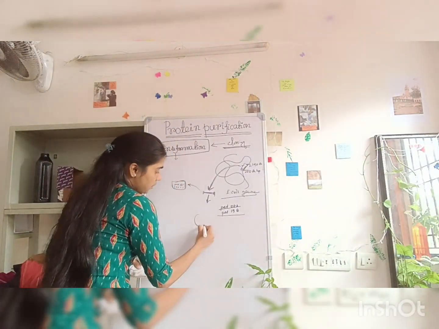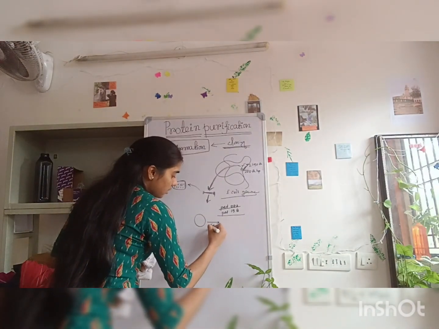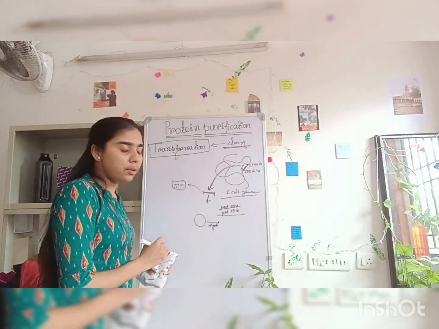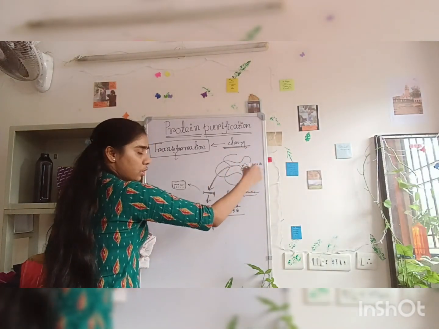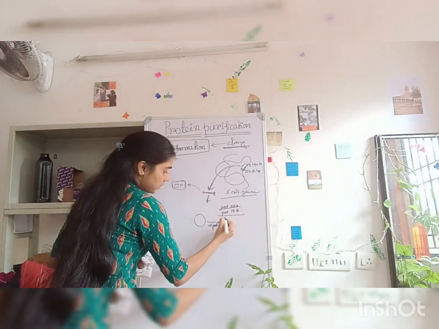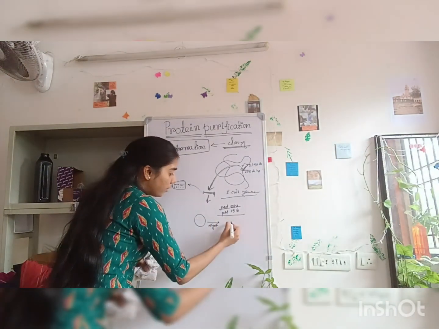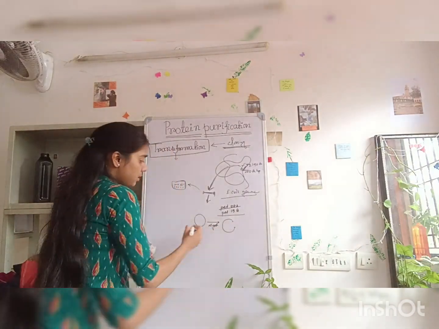Let's say this is our expression vector. We will digest this expression vector as well. We digested this gene from the whole genome with a restriction enzyme, and with the same restriction enzyme we will cut this vector as well. So how will it look? It will look like this, right? This is called digestion.